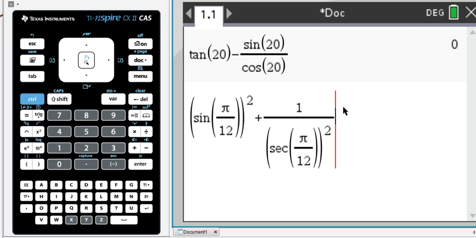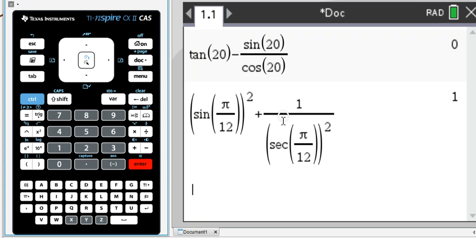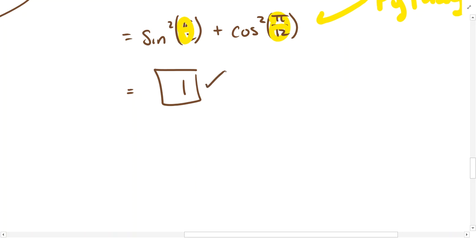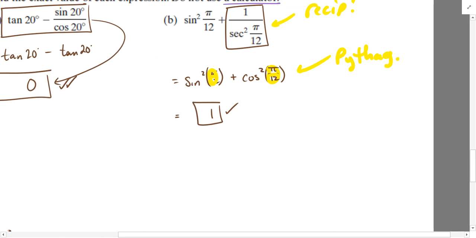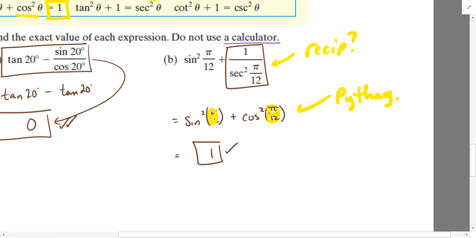I'm ready to execute. However, before I do, I want to make note that pi over 12 is an angle measure, but it's an angle measure represented in radians, not degrees. So I better switch my calculator to radians just to be safe. Remember, on these TIs, it's very easy to do. All you have to do is move your mouse to the top right-hand corner and click that phrase, and it'll switch between degrees and radians. Now, when I press enter here, you can see that the sum of these two expressions does equal 1, exactly like we had predicted using no calculator whatsoever and only trig identities to simplify.